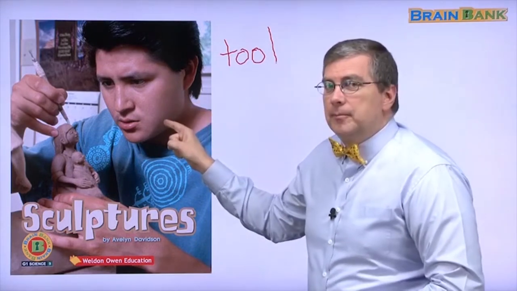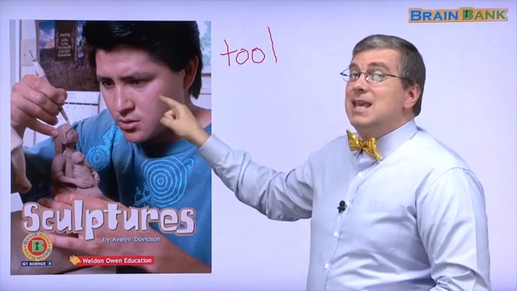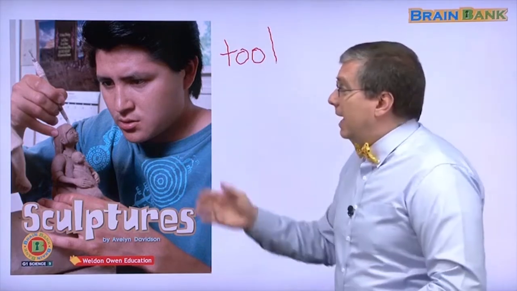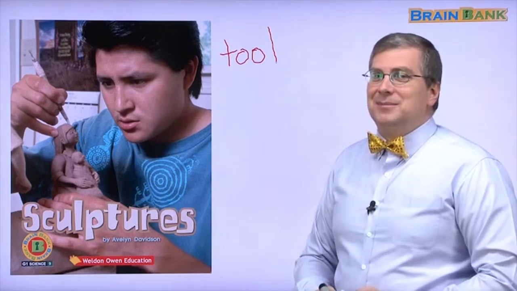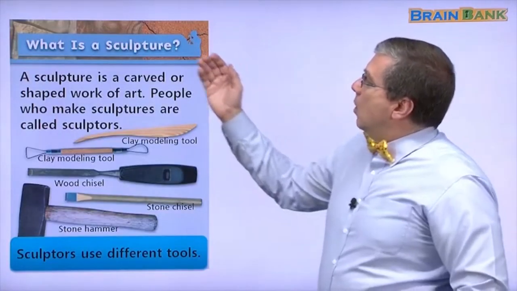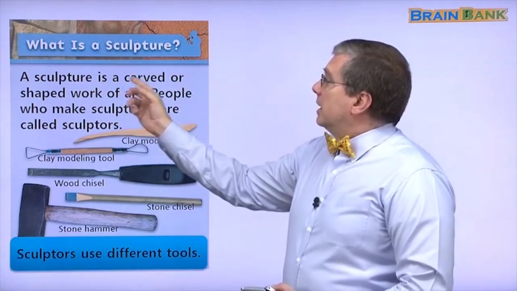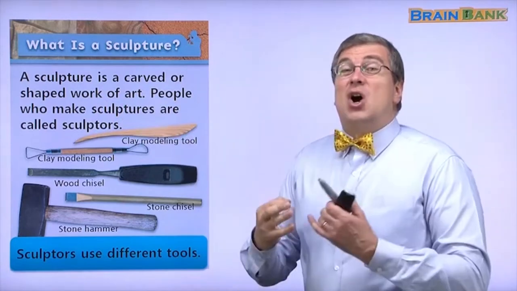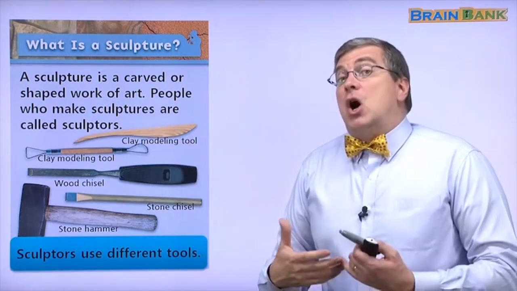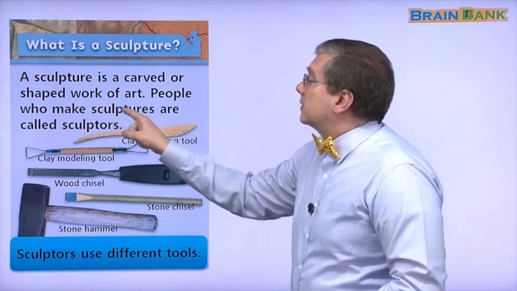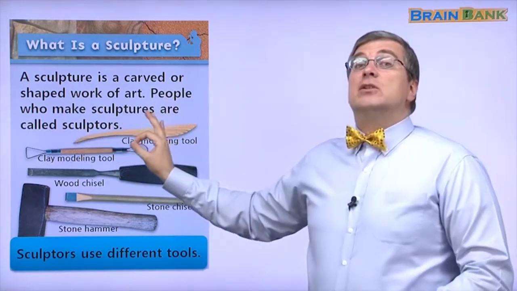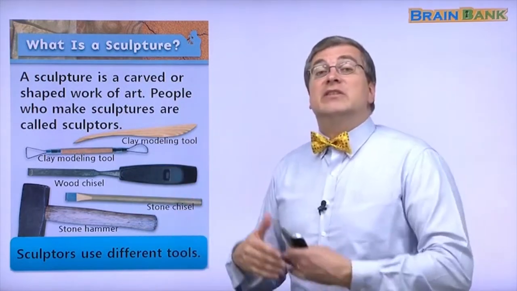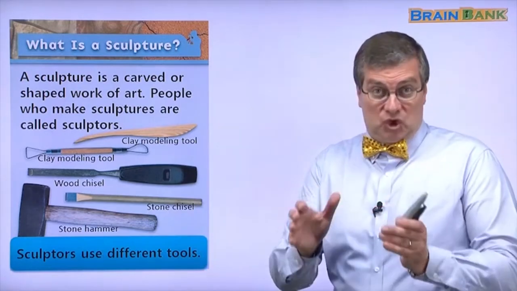What do we call him? If this is a sculpture, he is a sculptor. So let's read about sculptures and the people who make them. Are you ready? Let's begin. What is a sculpture? A sculpture is a carved or shaped work of art. It's art. The mother and her baby, that is art. People who make sculptures are called sculptors. The man in the picture before this one is a sculptor. He makes a sculpture.